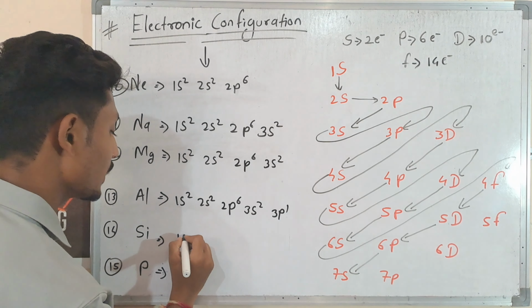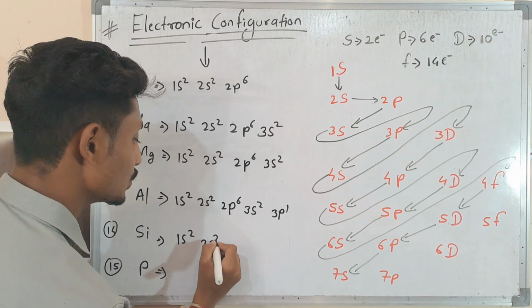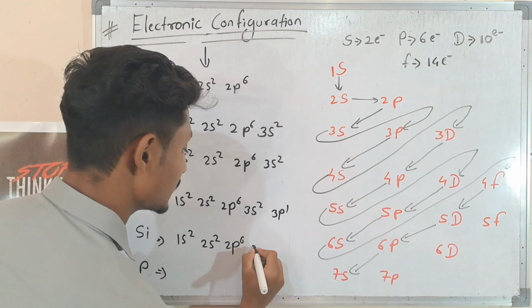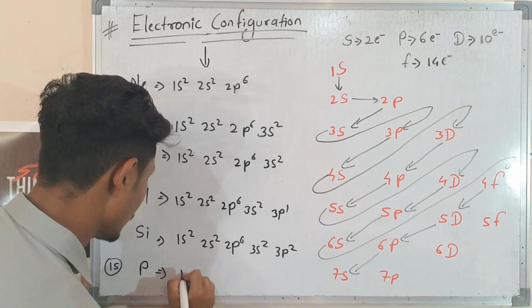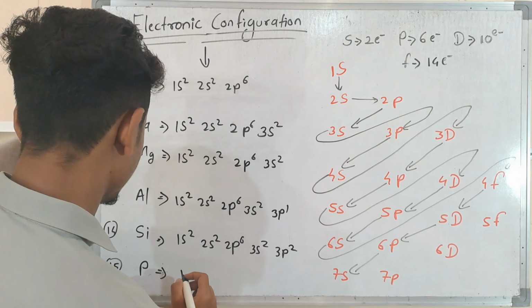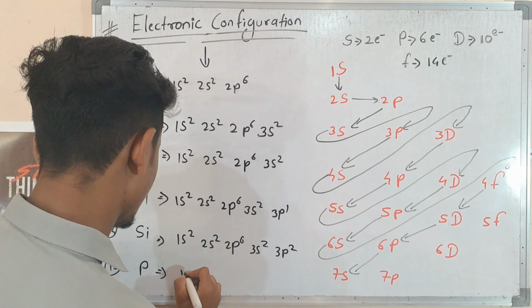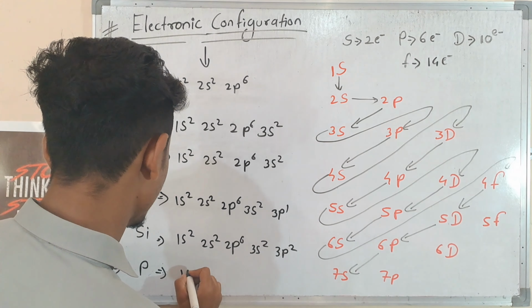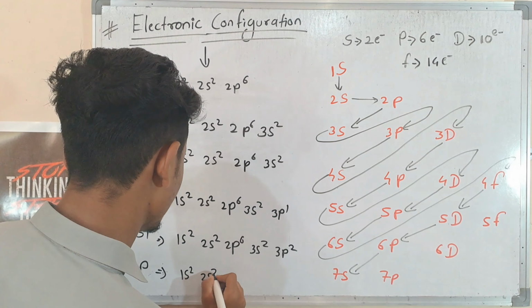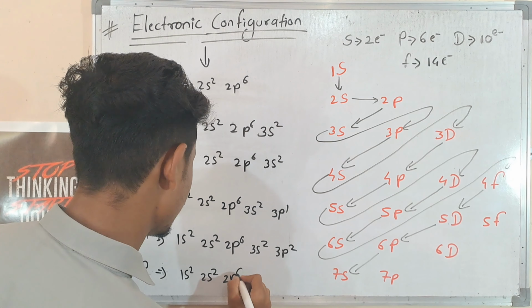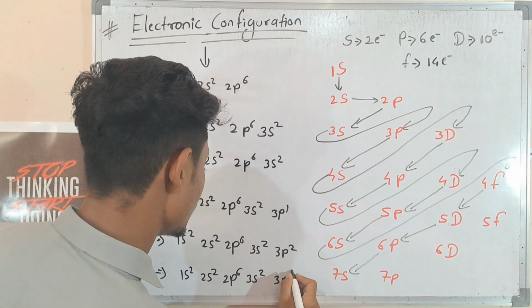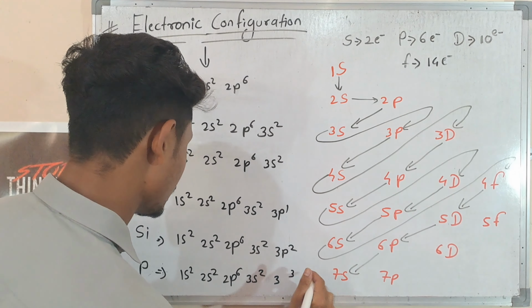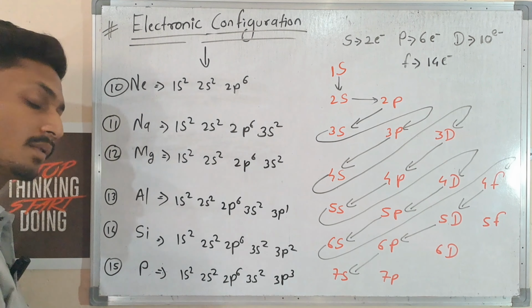Then for silicon: 1s2, 2s2, 2p6, 3s2, 3p2. And for phosphorus: 1s2, 2s2, 2p6, 3s2, and 3p3. This is phosphorus.